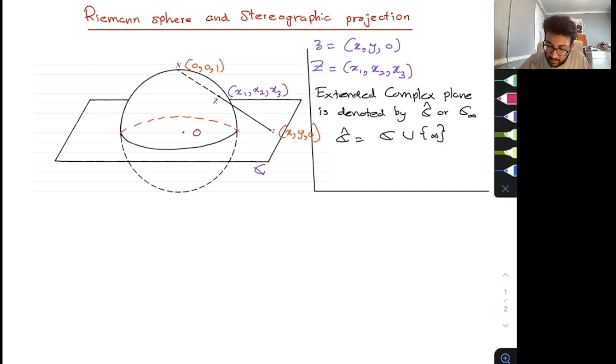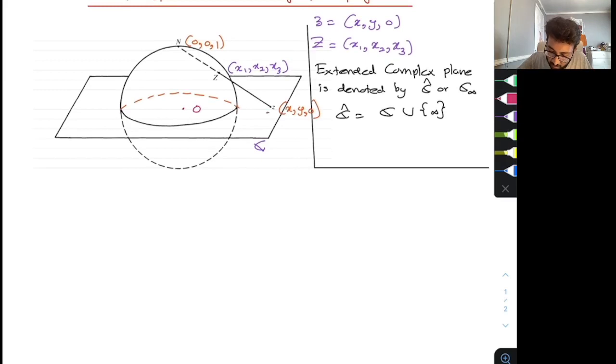So that is the corresponding point in the sphere to this small z. I will explain that again. I have my point small z here, and the corresponding point to that complex number is capital Z. So capital Z is the corresponding point in the sphere of small z. Right.